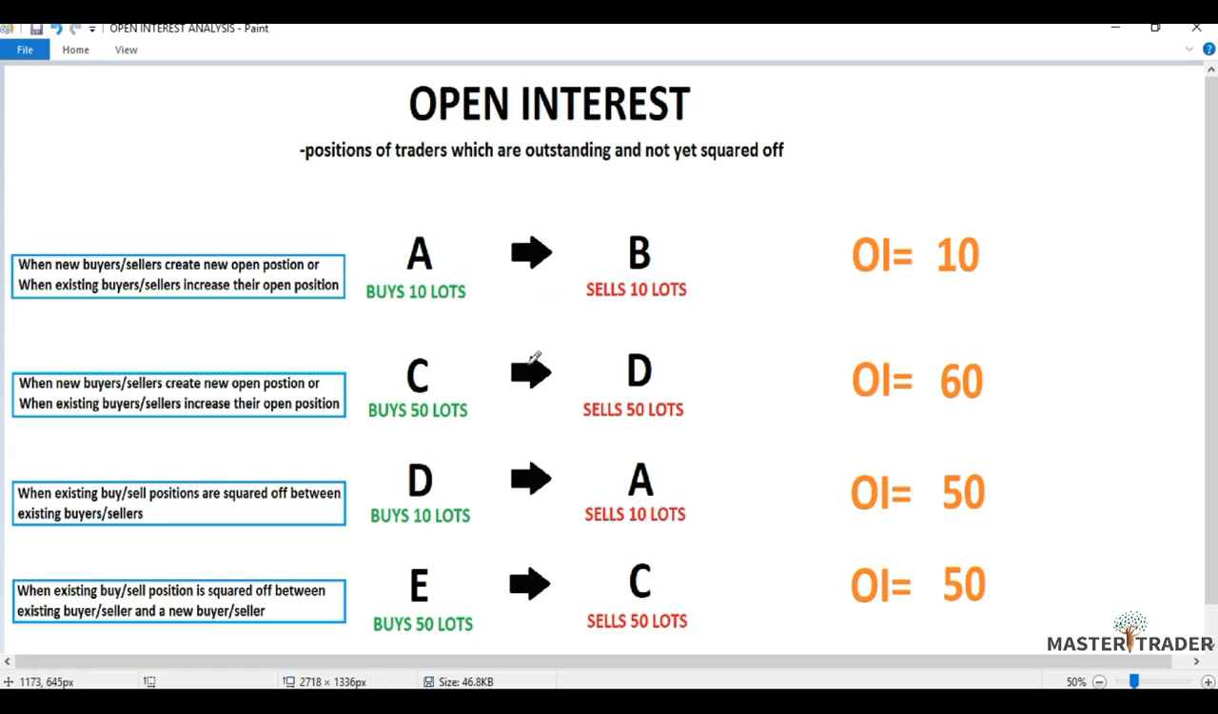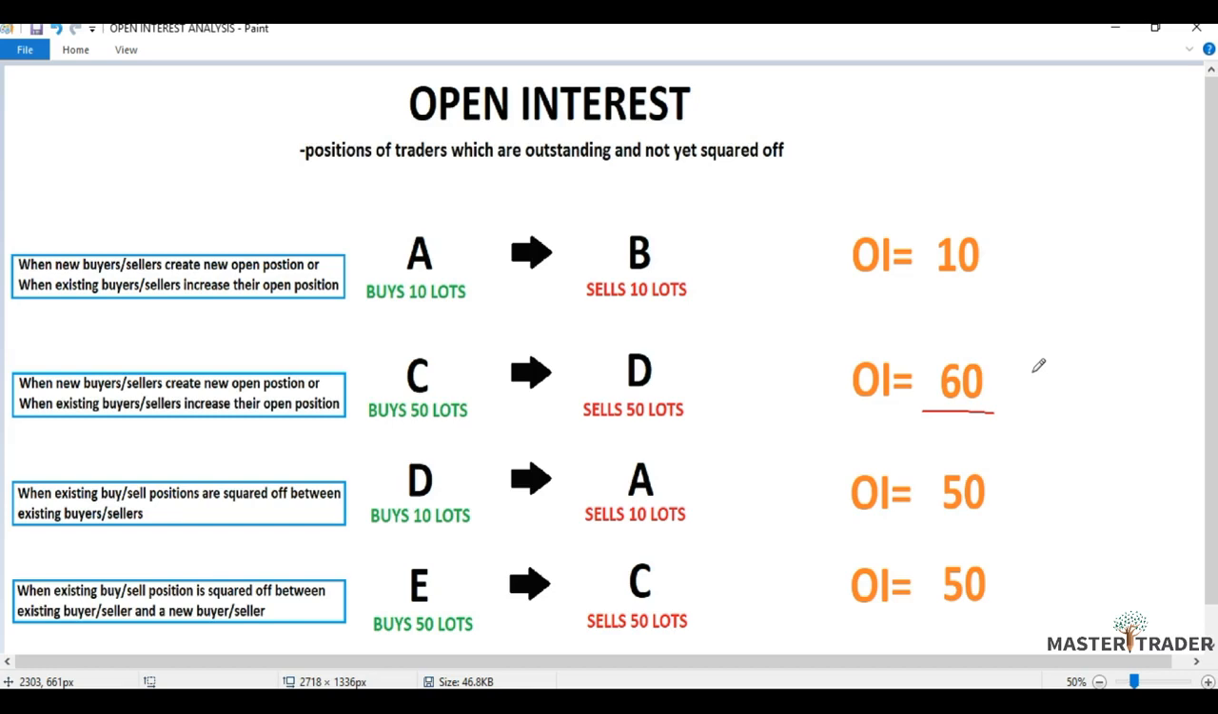Let's look at the second example. Let's say C comes in and buys 50 lots from D, who wants to sell 50 lots. Now the total open interest will be 50 plus 10, which is a total of 60, because again, a new buyer has come into the market and a new seller has come into the market. So that is basically saying that the interest that is open for that particular underlying stock or index or contract has gone up.